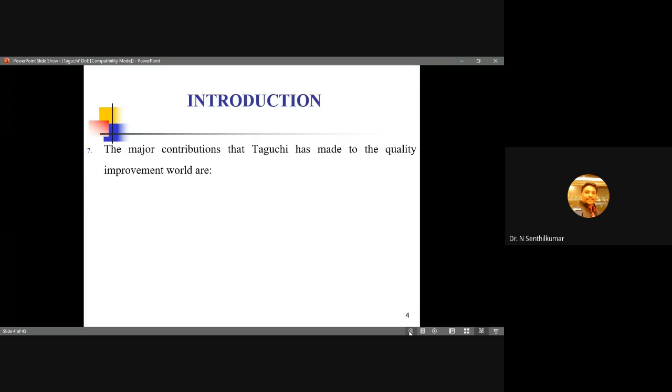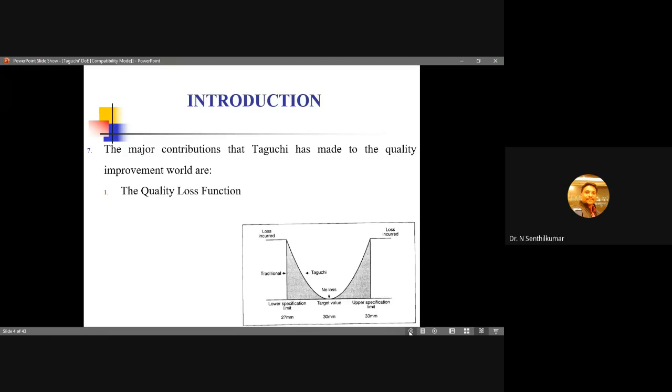Right? So the major contribution that Taguchi has made to this engineering field is the quality loss function, which we have seen. So when quality is built in, there is no loss to the company. There will be a lower control limit and an upper control limit, and within those limits, there is no loss to the company. That can also be called a Six Sigma concept or whatever it may be. It can be expanded, but generally it is called the quality loss function.